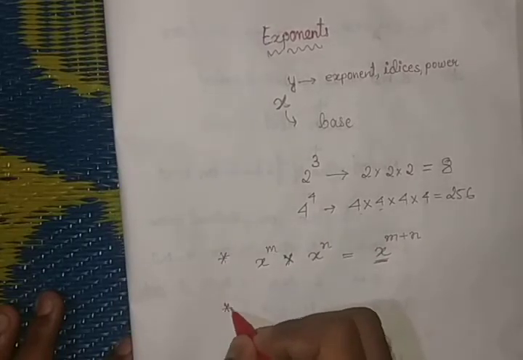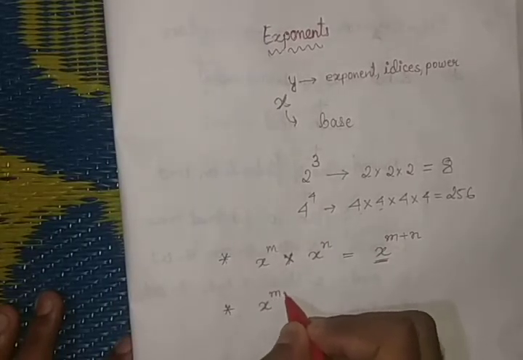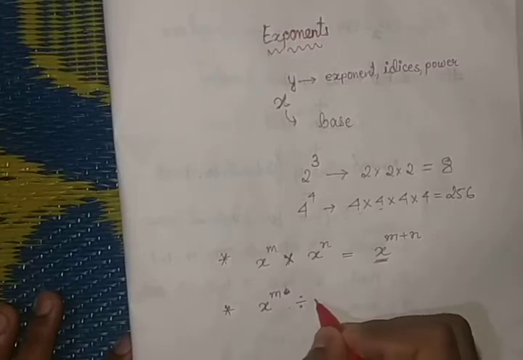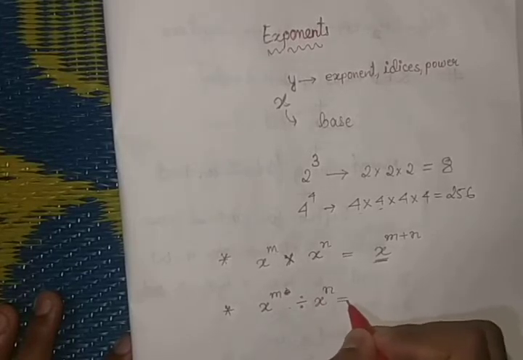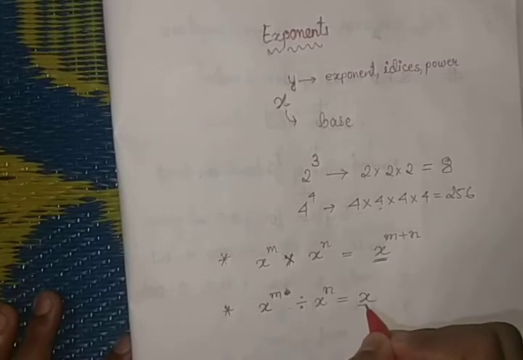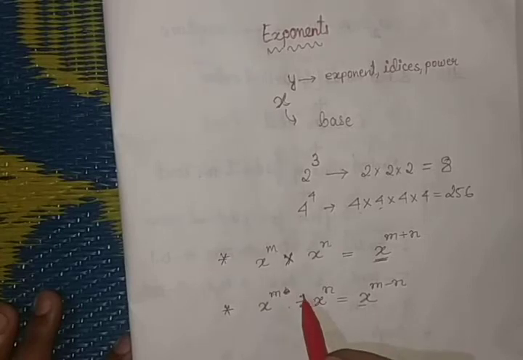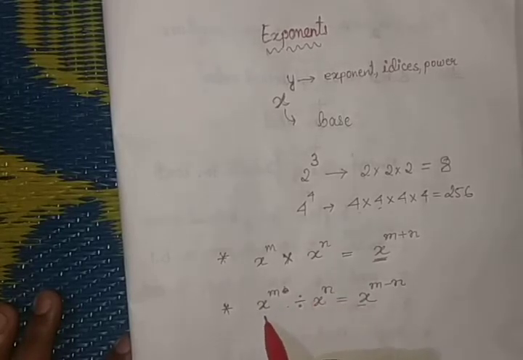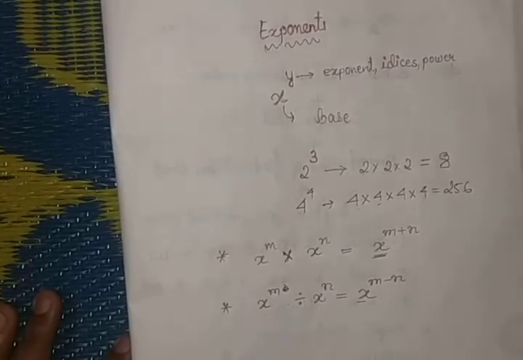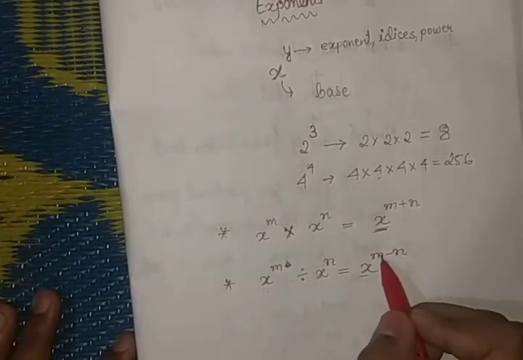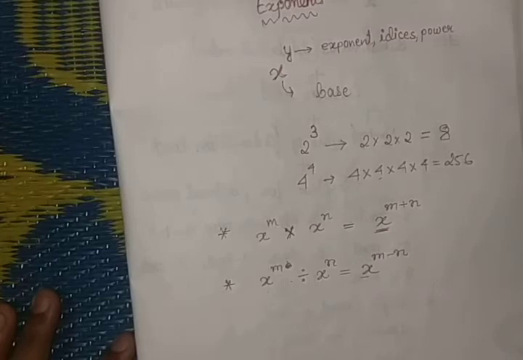And when it is division, then we write the base once and we subtract the powers. This m minus n, this is the dividend and this is the divisor. Whatever is the power of the divisor, we just subtract that from the power of the dividend.